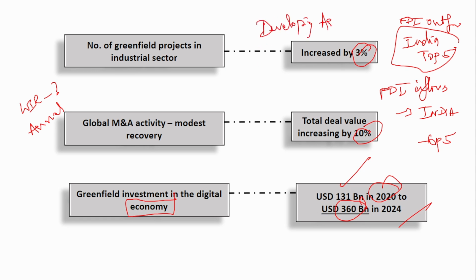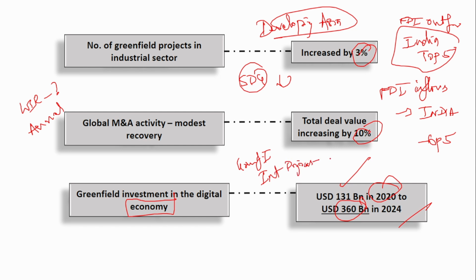Right? And if you see sustainable development goals, the sectors that have decreased, you don't have to remember the percentage, just remember that in the sustainable development goal sectors, the investment has decreased. And also in case of greenfield projects, that is greenfield investment, and also international project finance, remember these two. In case of greenfield and also international project finance, India is among the top 5. So these are the main details you have to remember from this report. That is enough.